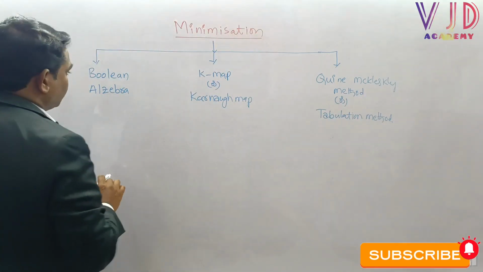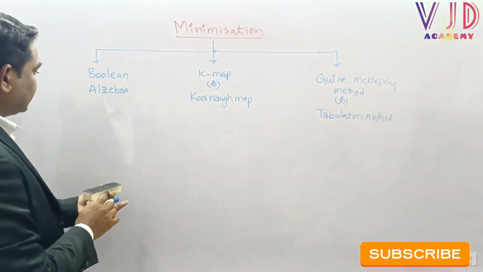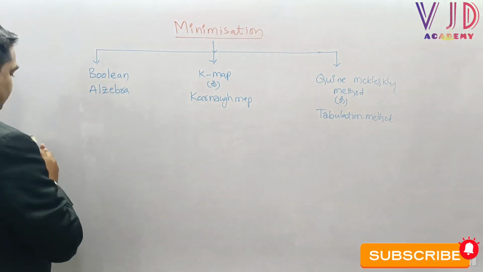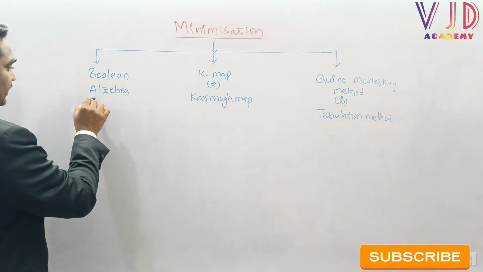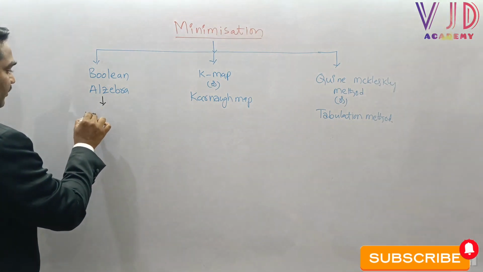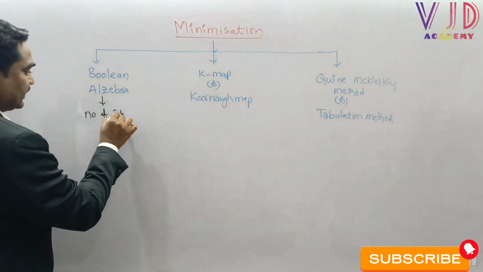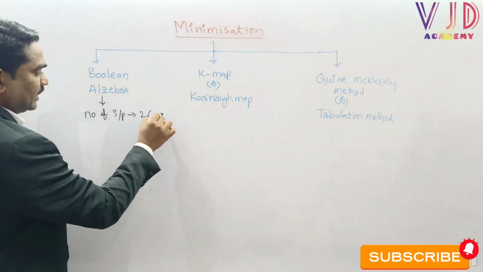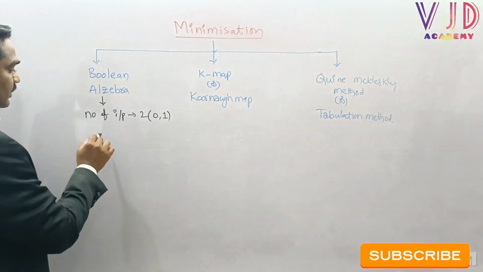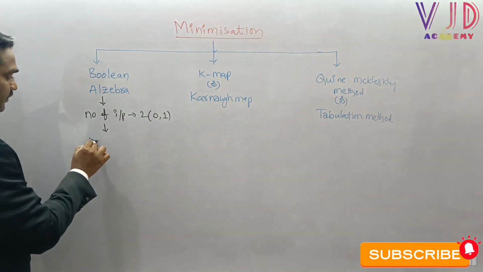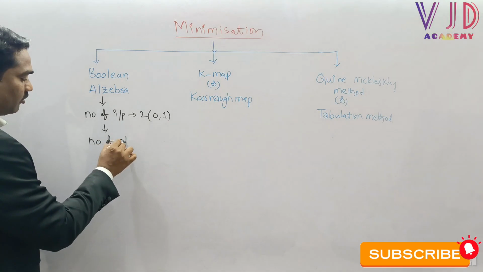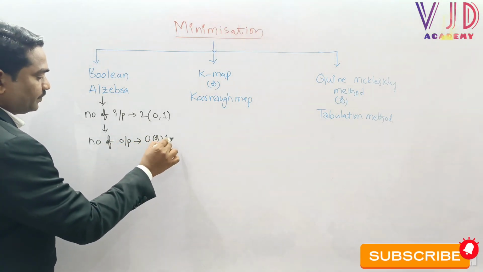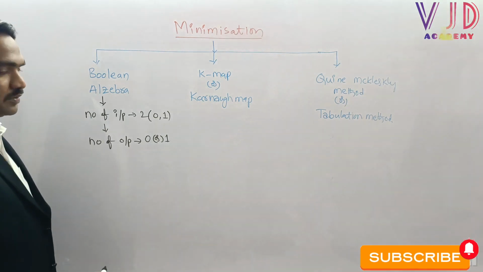Now, looking at Boolean algebra, the number of inputs it can consider is up to 2, which are 0 and 1. And the number of outputs it can produce is either 0 or 1. This is the capability of Boolean algebra.